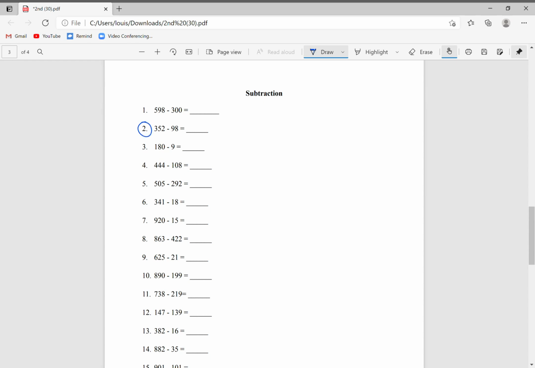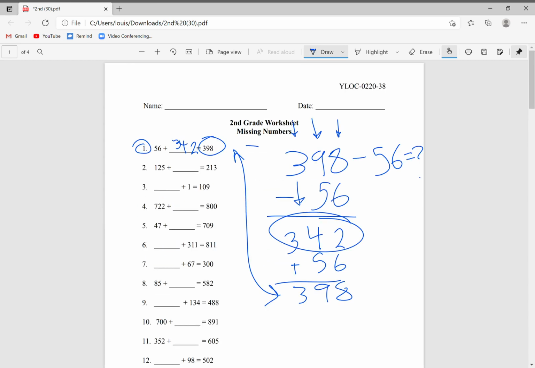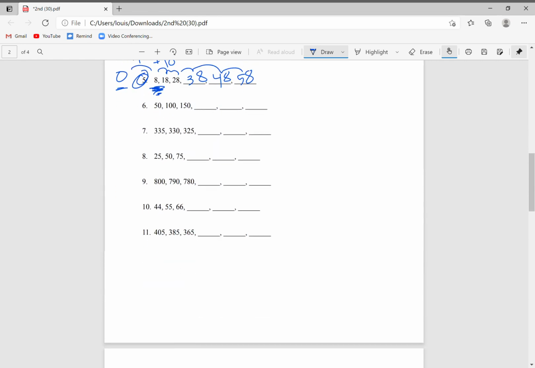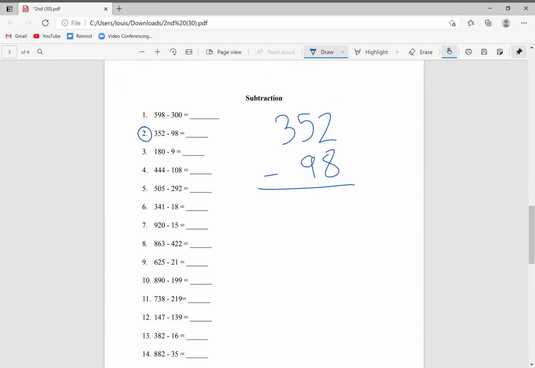So in number 2, we see that 352 is subtracted by 98. Now, normally when we go back to number 1, we see that 8 minus 6 subtracts perfectly into 2, because 8 is obviously a greater number. But what happens if the top number is a lesser number than 8?